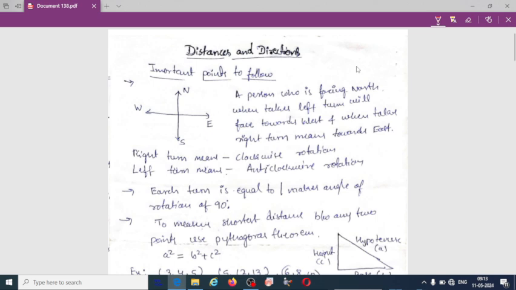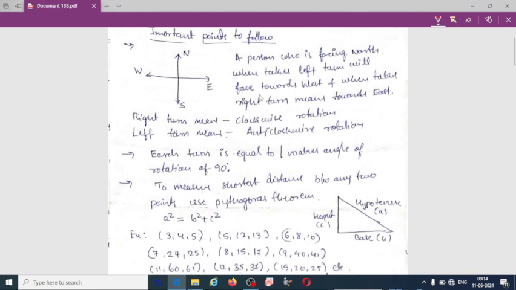To explain you another topic from CSIR-UGC NET, that is distance and directions. In the previous video, I have discussed with you about the calendar clock problems and also numbers, average and logical puzzles. So please go to those videos. So let us discuss distances and directions.